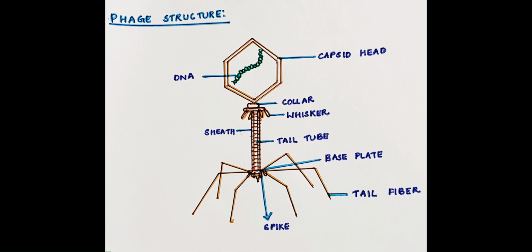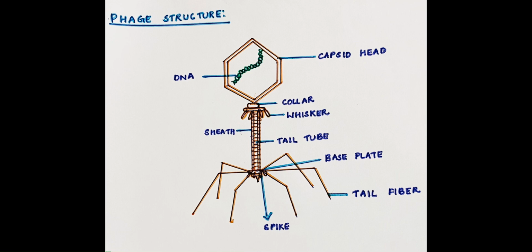Neck is the region that connects the head and the tail, and it consists of a collar or disc and several whiskers. Tail is the narrow cylindrical part. It has a central hollow core or tube through which viral DNA is injected into the host. The core is surrounded by sheath proteins.